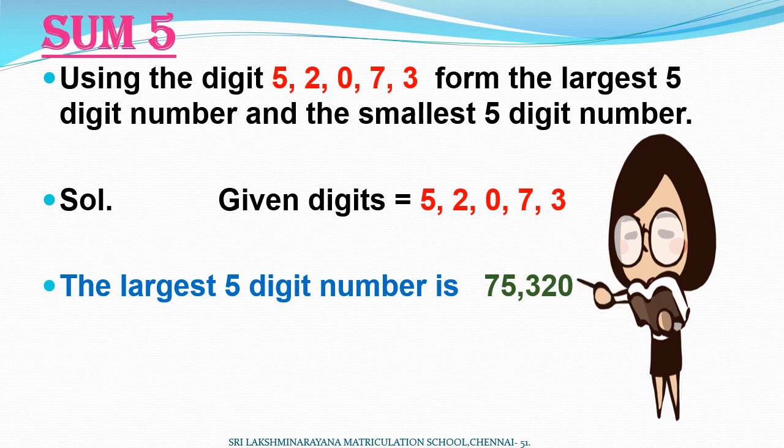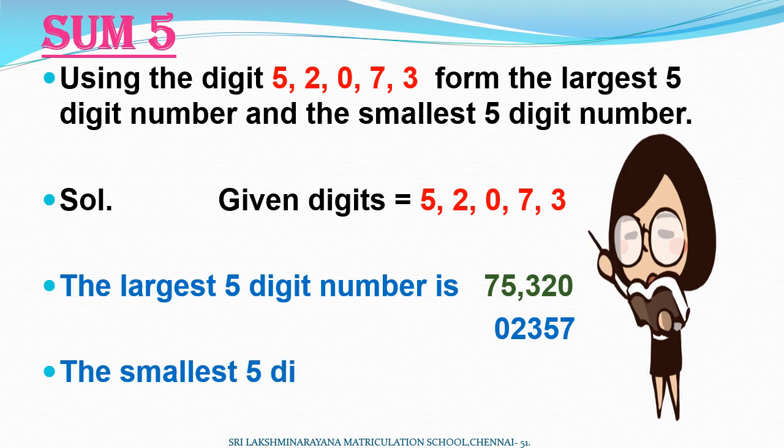75,320. Now we will write this in ascending order. So while writing in ascending order, you will get the answer as 02357. So when we write 0 as our first digit, the 0 has no value. So this number will become a 4-digit number. But they are asking us to find the smallest 5-digit number. So the 0 must be placed as the second digit. So the answer is 20,357.